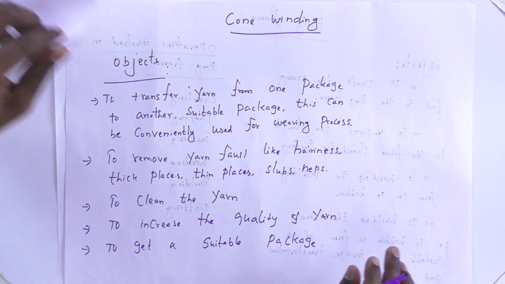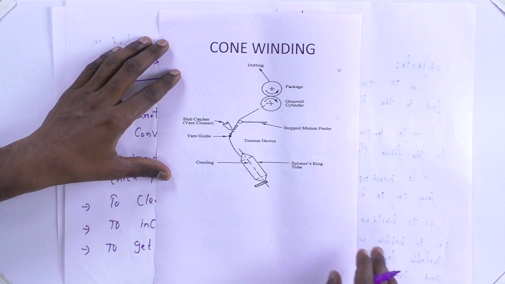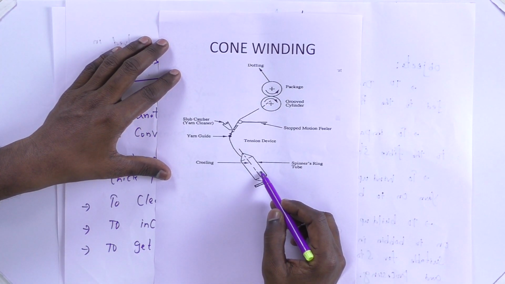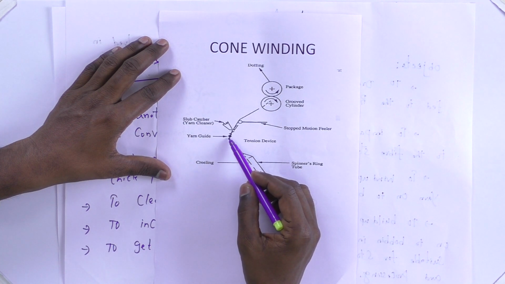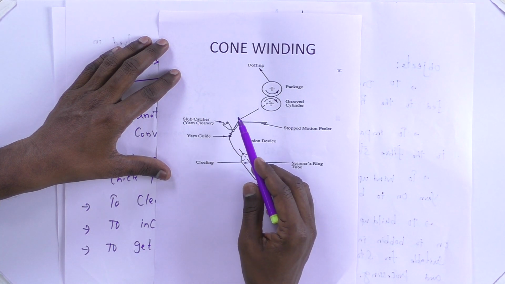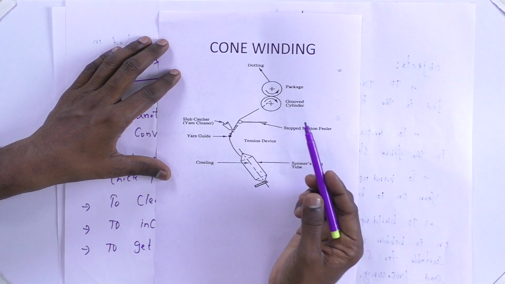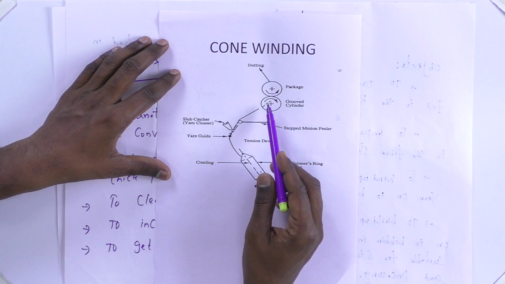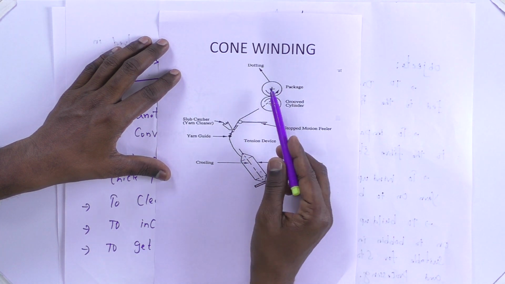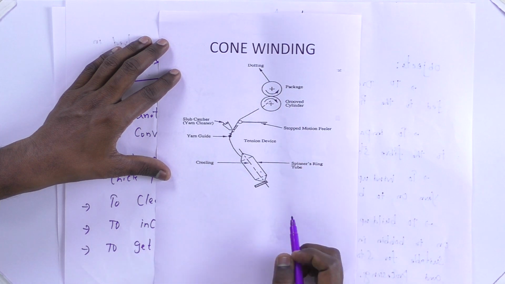So in the cone winding machine, the parts are these: the spinning cop is passed through the guide roller, then the slip catcher, tensioner and stop motion, and grooved drum, and wound on a suitable package. The spinning cop is produced from the ring frame machine. Its weight is around 100 grams. This cop is the feed material for the cone winding machine.